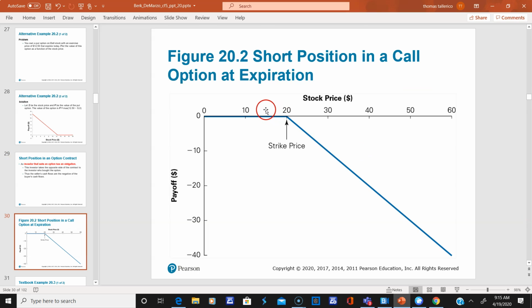So this is the short position in a call option. So you can clearly see how he's obligated. Look how he's losing money. Look at his payoff going down. He's just opposite you, right? He is just opposite you.